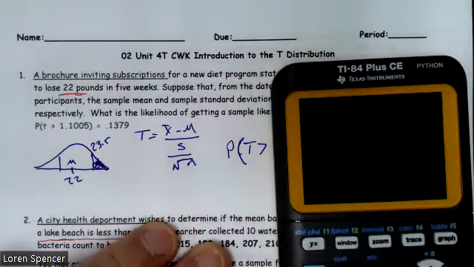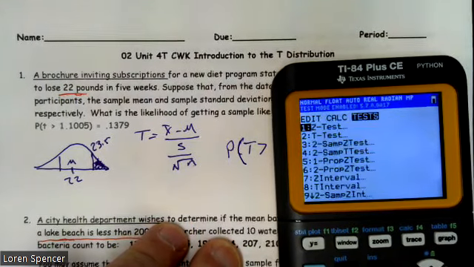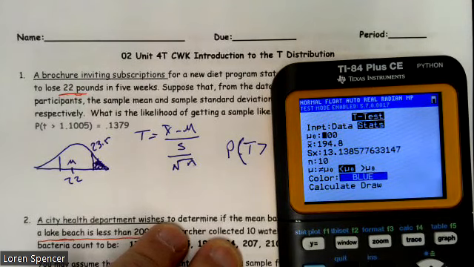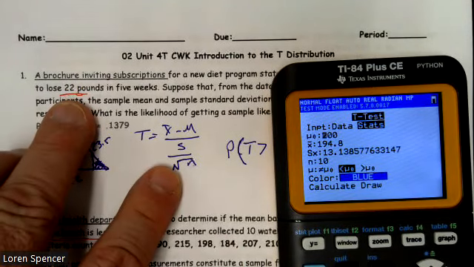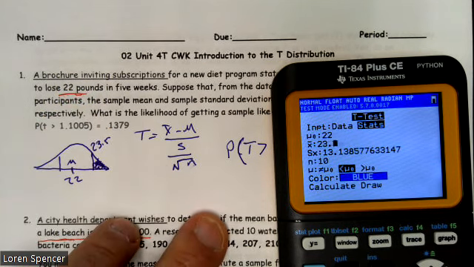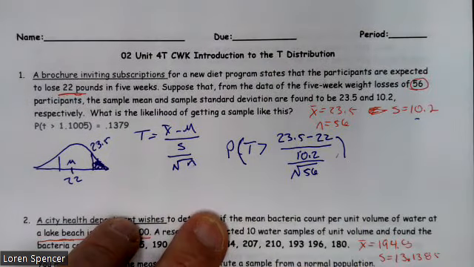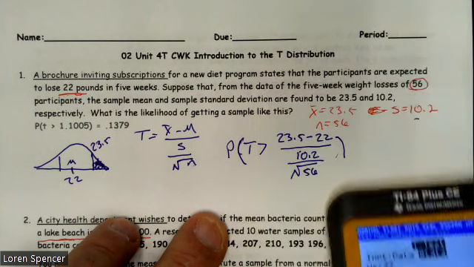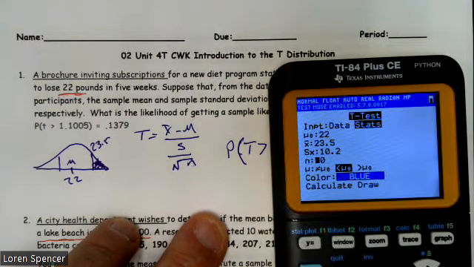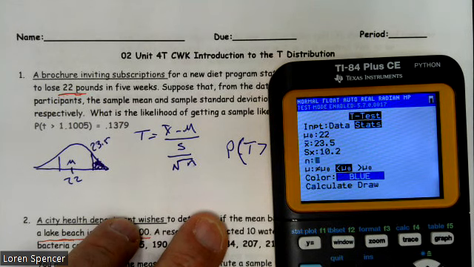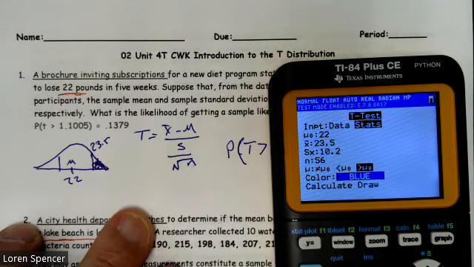So let's go ahead and run that. Stat, test, t-test. Highlight the word stats, and let's go ahead and input that information. Our claim was 22 pounds, but we had a sample mean of 23.5. We have a sample standard deviation of 10.2. We had a sample size of 56. Oops, got to go back. 56. And we shaded up and to the right, so this is a greater than.